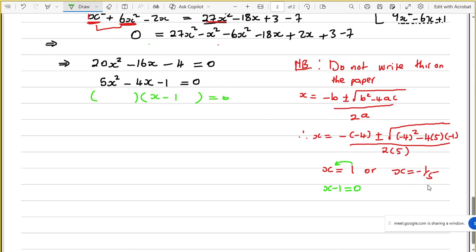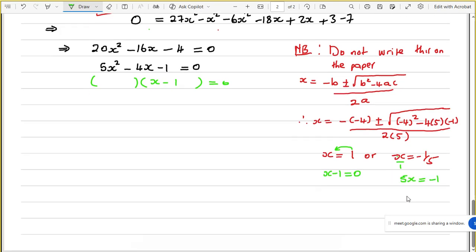And then this side, look at this. Look at what I'm going to do. First thing first, I need to remove the fraction. This is over 1, right? So I cross multiply, I'll have 5x equals minus 1. Then I need to bring the minus 1 to the other side to be positive. This is 0. So this tells me that this side, I'll have the 5x plus 1. So if I solve for x, x will be minus 1 over 5, or x will be 1.